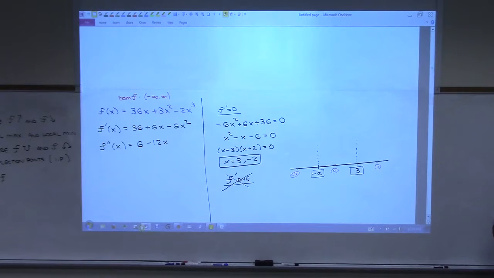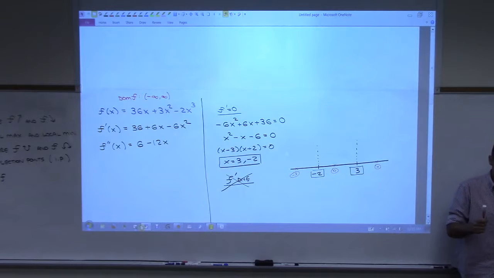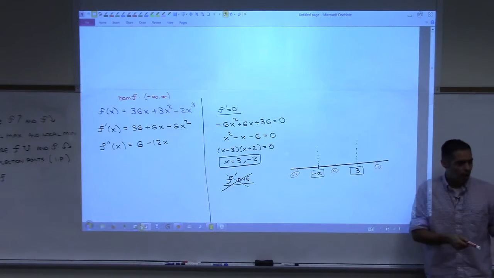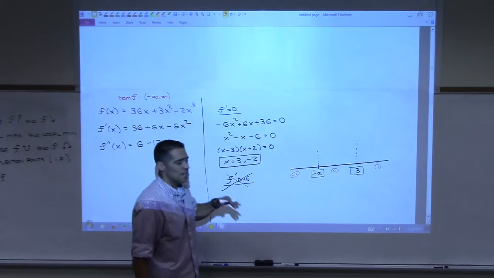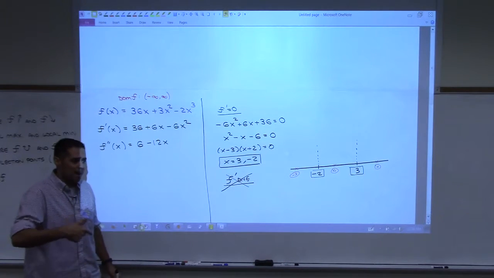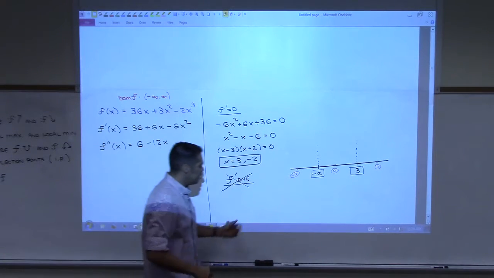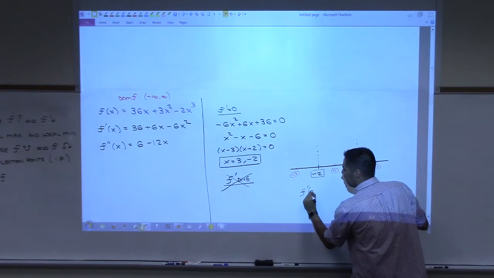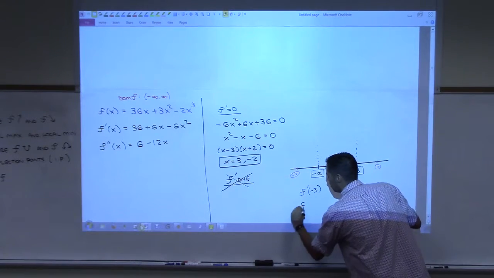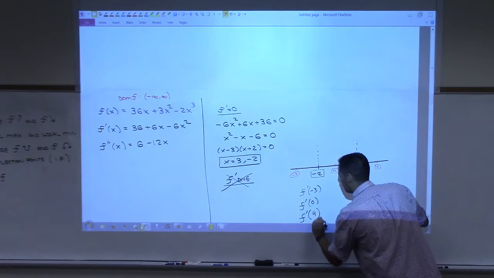And then those 3 test points are going to be plugged into the derivative. Why? Because that tells us what's happening. The derivative is going to tell us if it's going up or down. If the derivative is positive, we're going up. If the derivative is negative, we're going down. So below this, just this is my work for this, I want to know what the derivative at -3 is, what the derivative at 0 is, and what the derivative at 4 is.